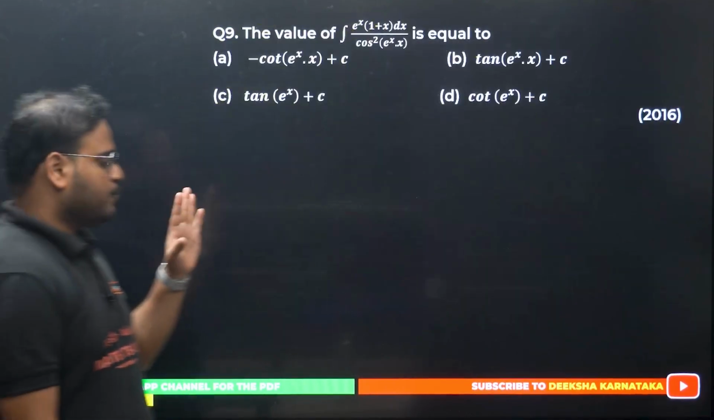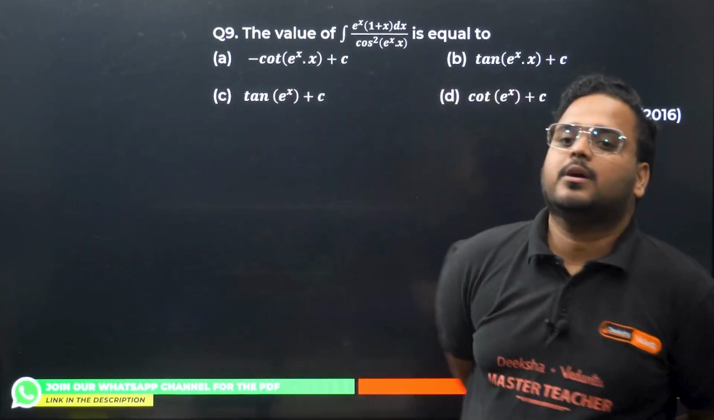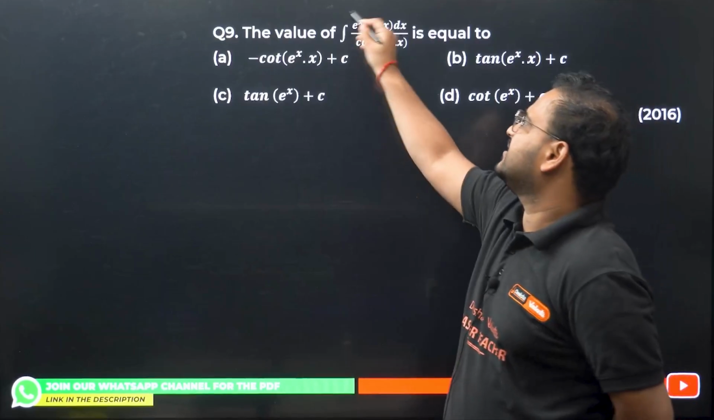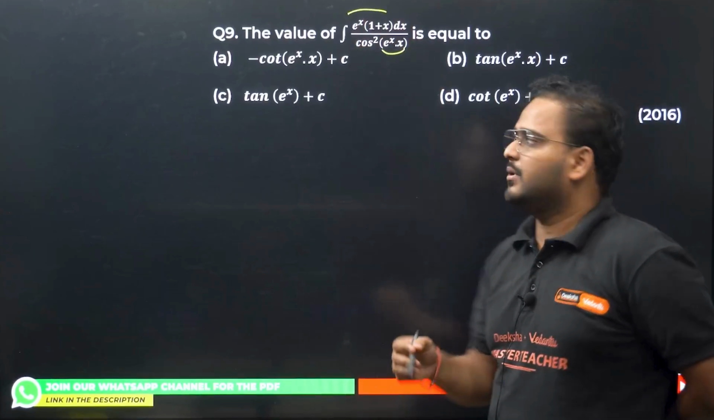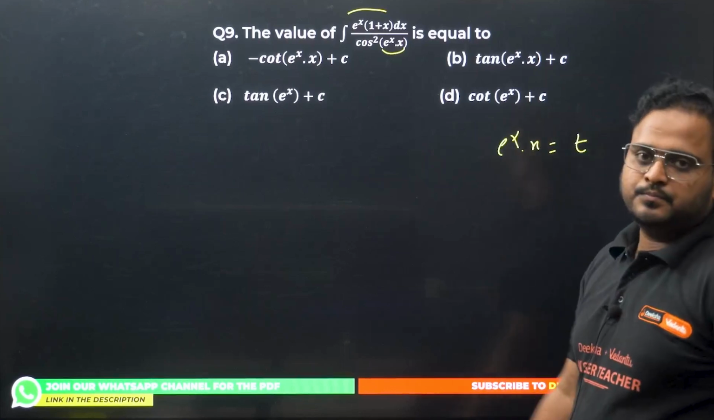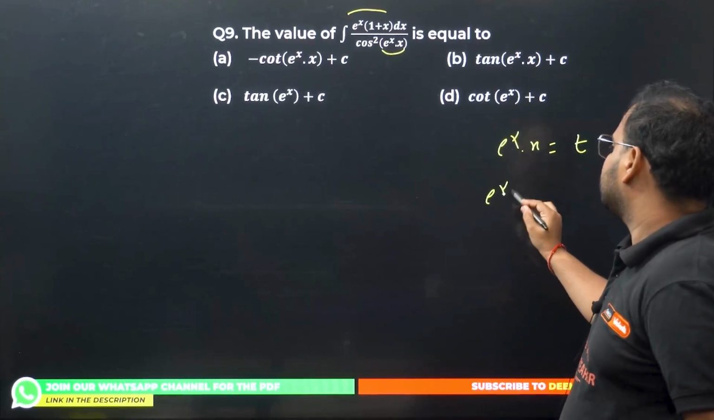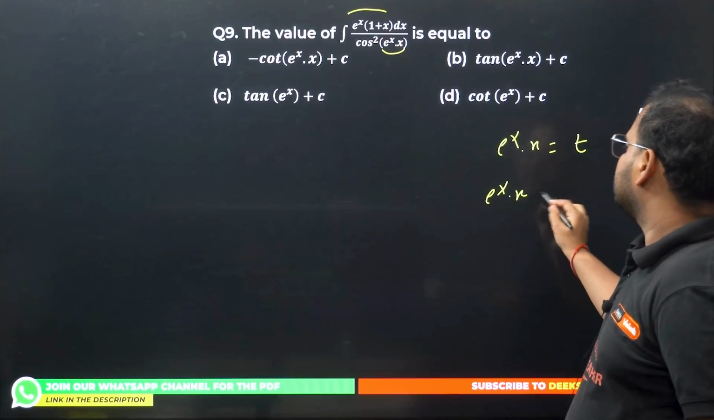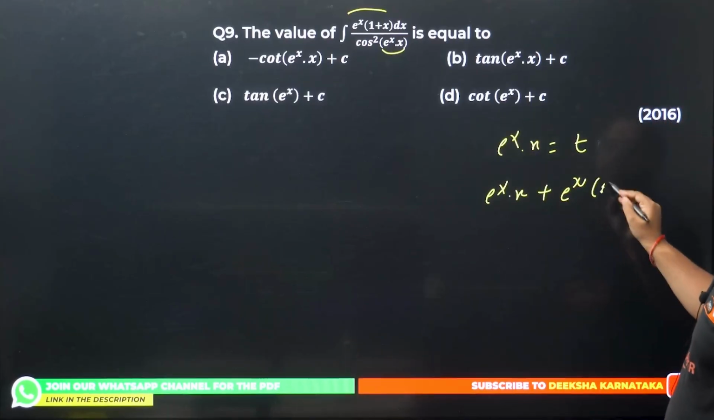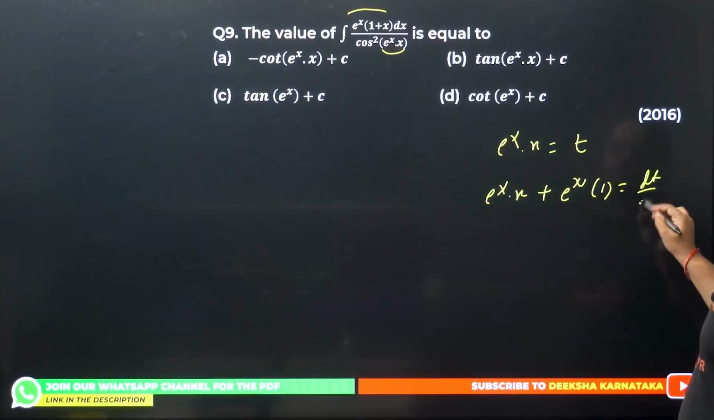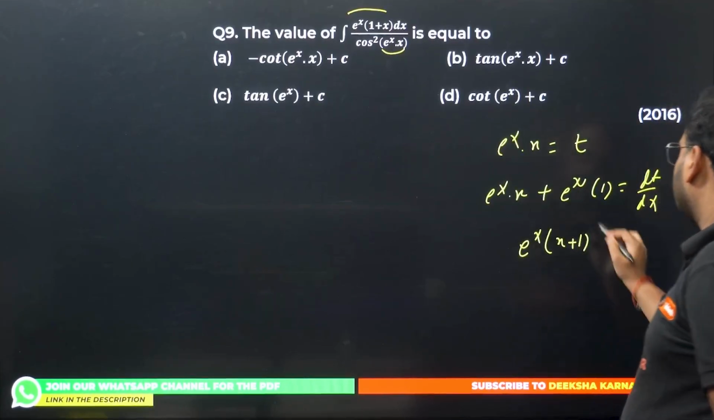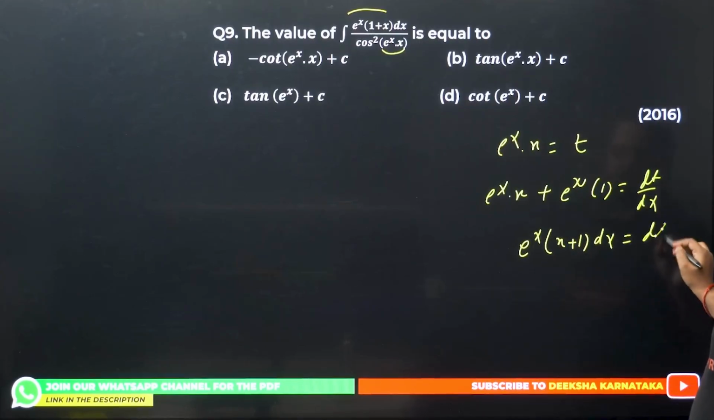Okay? All right. Next, what we have is question number 9. e power x times of 1 plus x. Whenever you see this, you know this is a simple question, right? Take e power x as t, differentiate now. If you differentiate e power x, next what? Keep e power x as it is, differentiate x, you'll have 1. dt by dx. Check, e power x is common, you get x plus 1, move dx on this side, equals to dt.